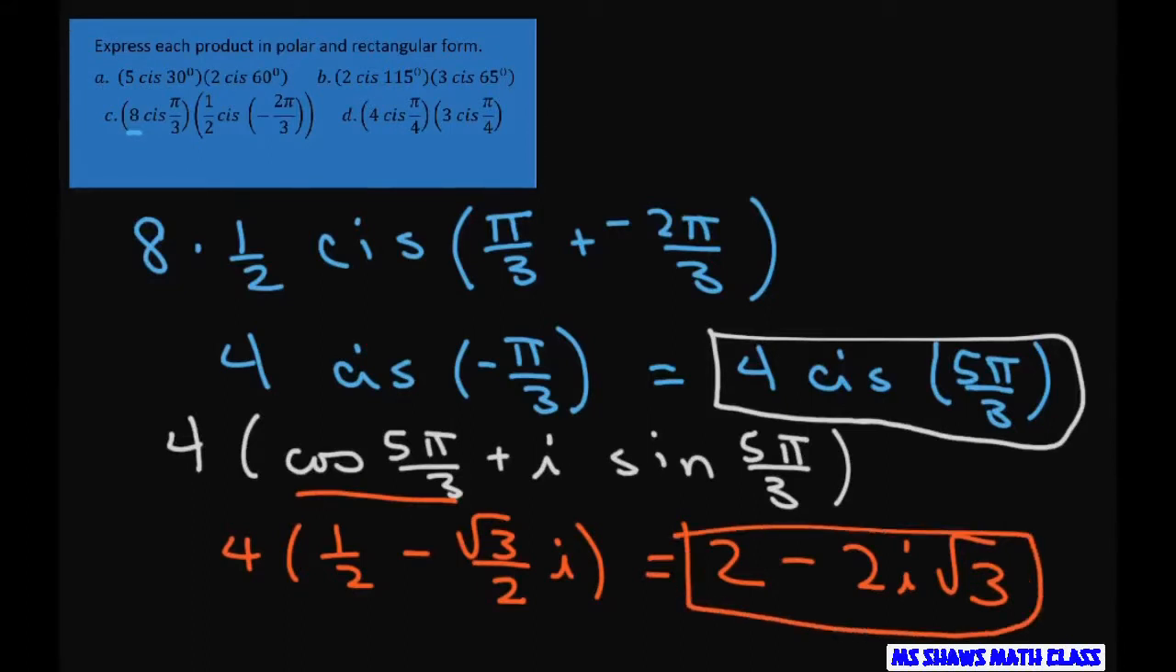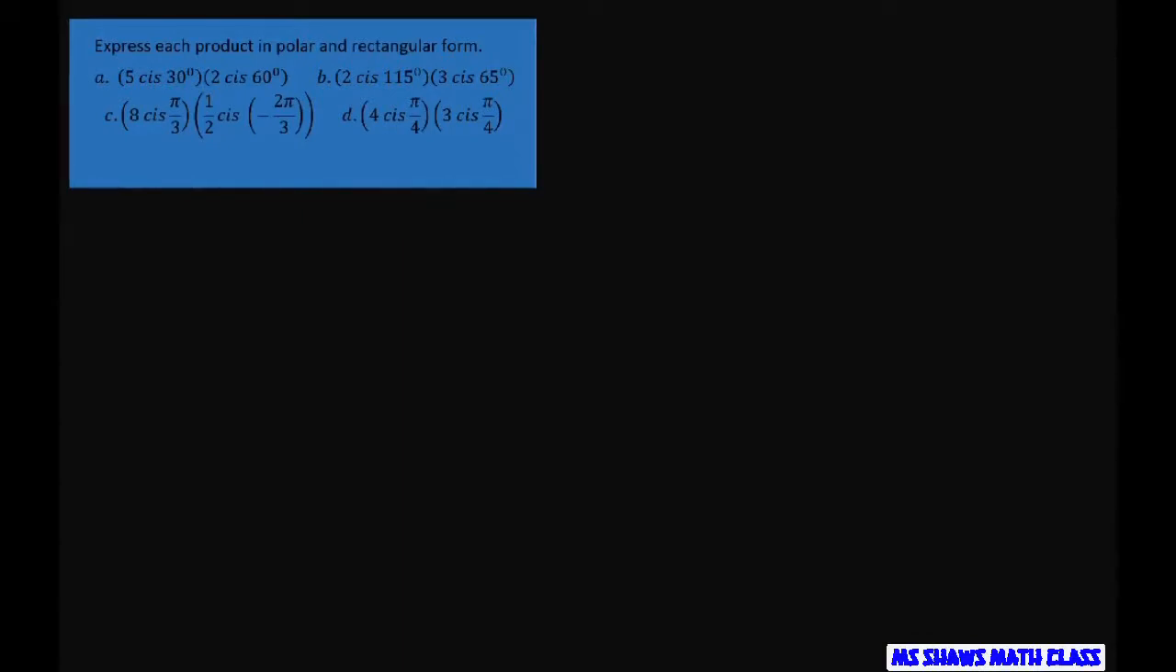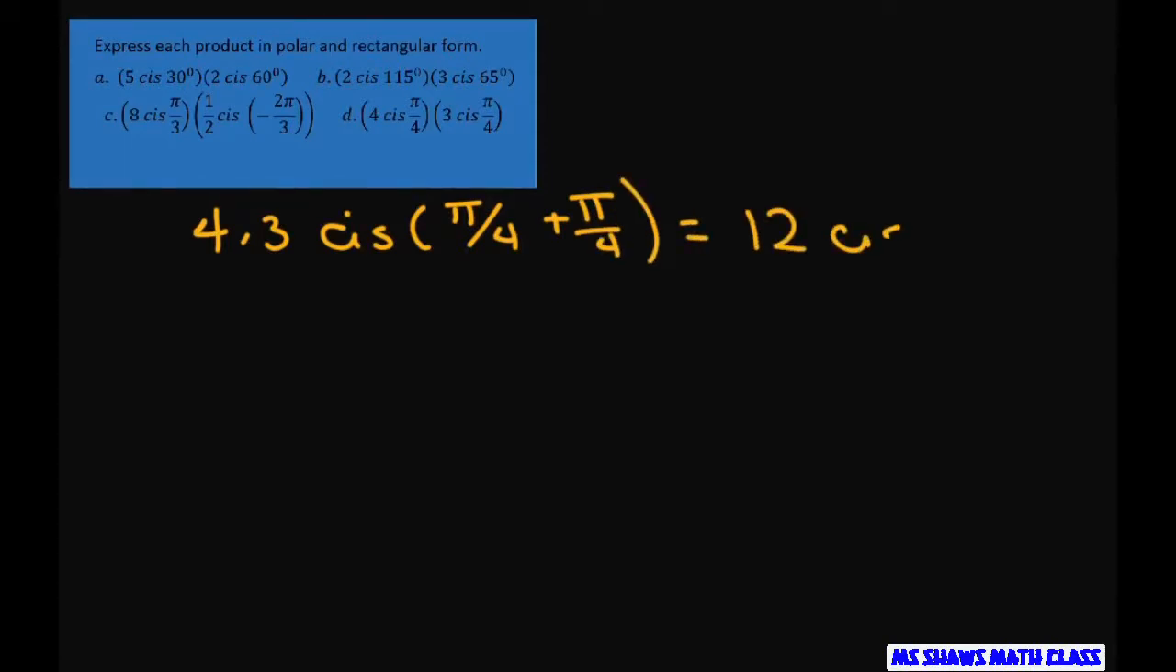And then finally for the last one, we have 4 times 3 cis of pi divided by 4 plus pi divided by 4. This gives you 12 cis. This one's actually supposed to be over 2, so let me change that. So that's going to give you 12 cis 3 pi divided by 4.